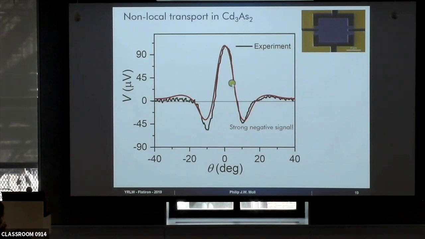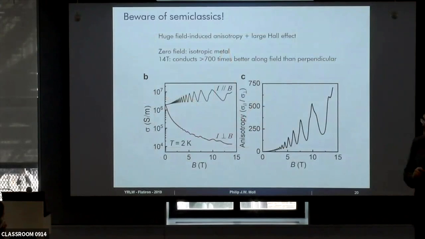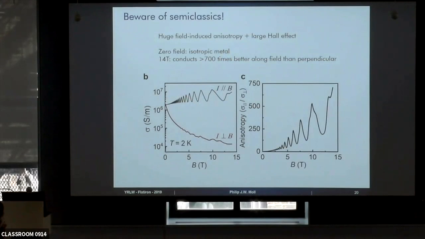But if you actually think about the problem, there is something missing in here, and what's missing is the huge magnetic field-induced anisotropy in these systems. Right? It's a semi-metal, after all. It has a very large Hall effect, and if you apply the magnetic field in one direction, you will basically localize the electronic motion perpendicular to this thing, while parallel to it, it can still move. This is what's called current jetting, essentially.